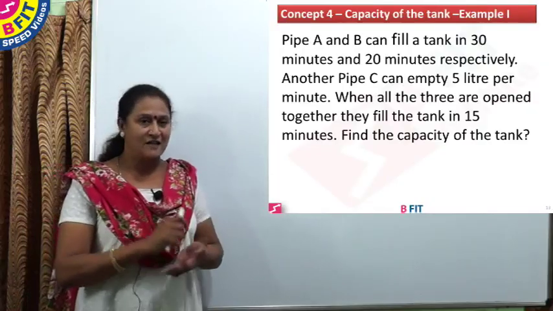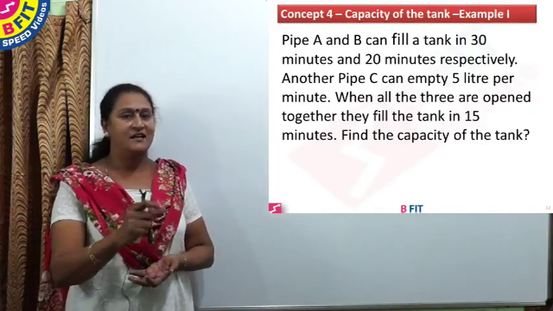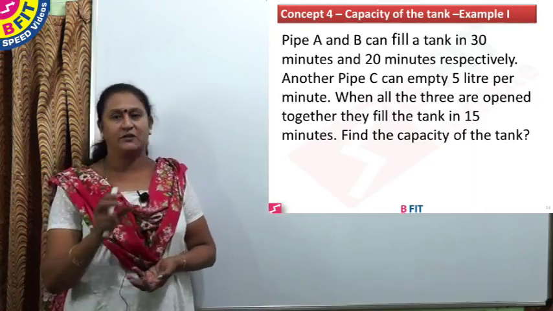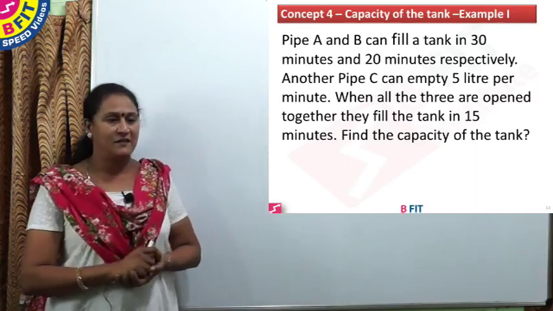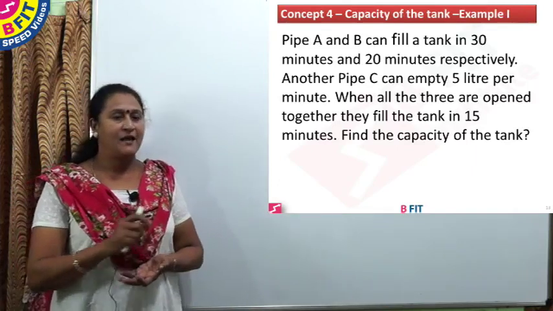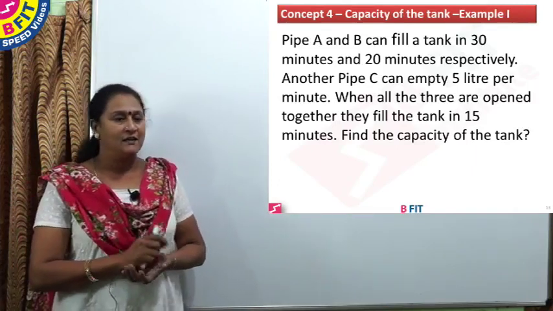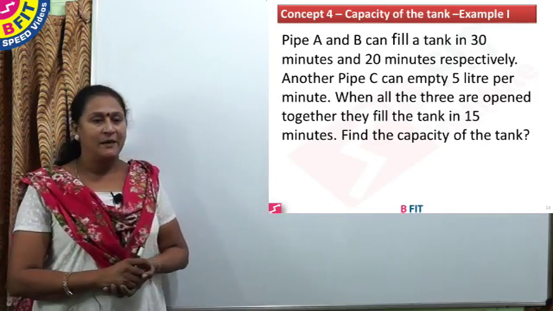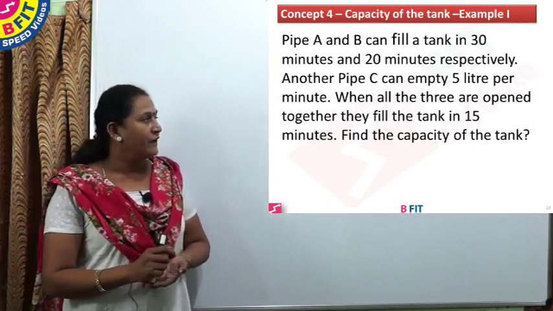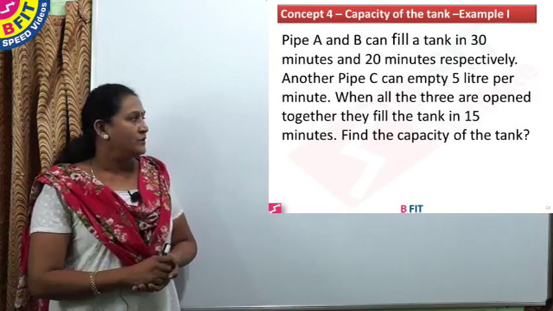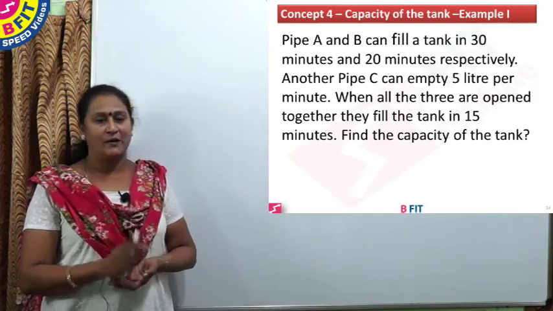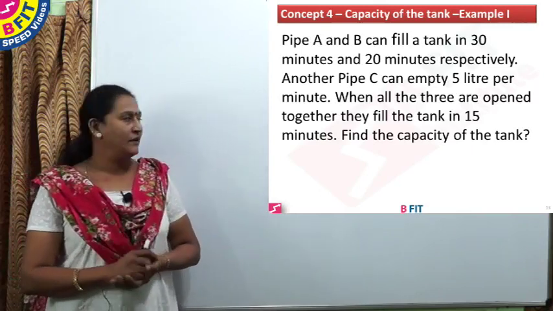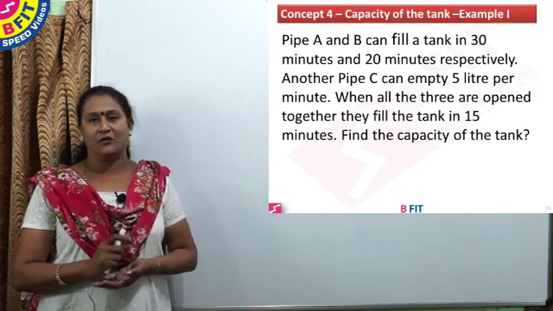So we'll see an example now for a clear understanding of how to find the capacity of the tank. Here the question is: pipe A and B can fill a tank in 30 minutes and 20 minutes respectively. Another pipe C can empty 5 liters per minute. When all the 3 are opened together, they can fill the tank in 15 minutes. Find the capacity of the tank.